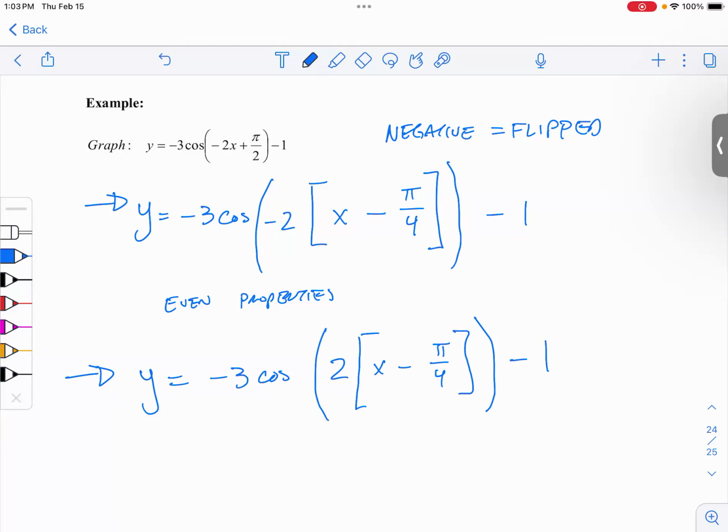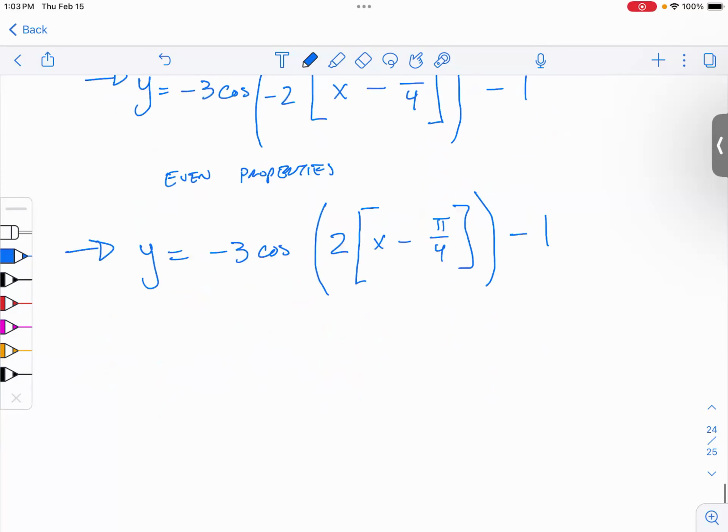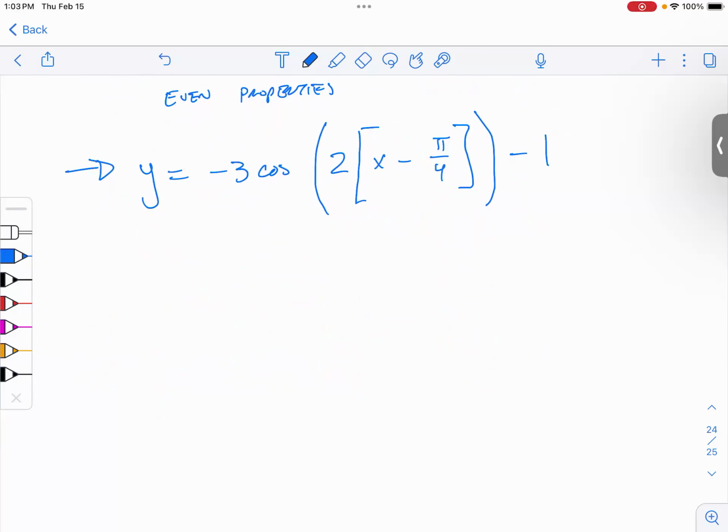So now I actually have something that I can work with, and I can start identifying my pieces. Easiest to identify, A, the amplitude. -3? Just 3, right? Amplitude, we always just go up and down, so we don't really worry about the sign there. It's kind of an absolute value, because we just know it's a distance.